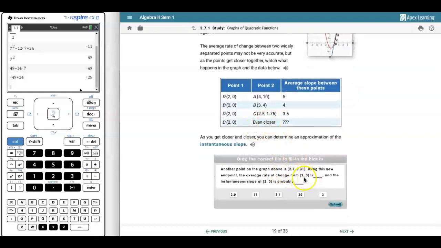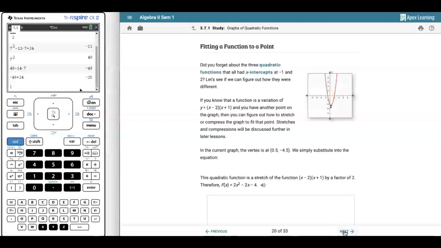If I got even closer, so this is saying if I went from this first point, 2.0, to 2.1, it's going to be even closer. Maybe we'll say it's about 3.1. And then the instantaneous slope at 2.0 is probably going to be closer to 3. You can see that it's slowing down and it looks like it's getting closer to that 3 number.